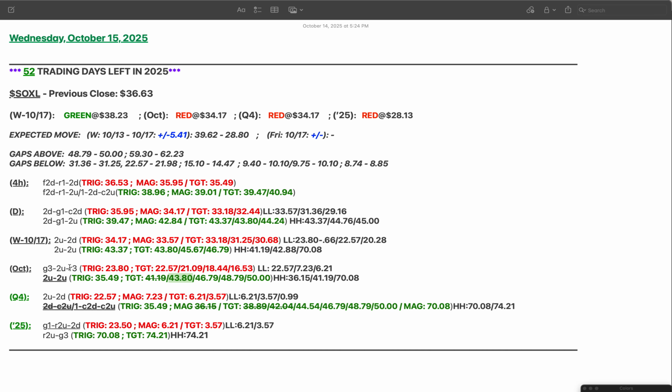If we were to go bearish engulfing or red 3 on the month, we've got to get all the way down to the 23.80 level. So I don't think that we would get there, but we do need to make sure that we have that in our notes.